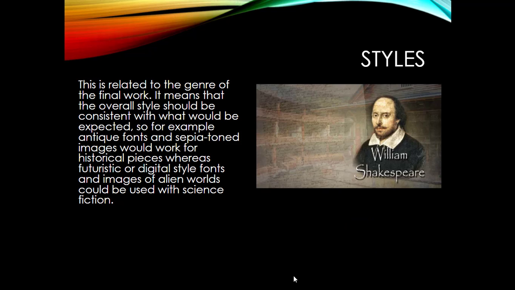Finally, we're going to look at styles. This is related to the genre of the final work. It means the overall style should be consistent with what would be expected. So for example, if we're going to have a historic image, we're going to be possibly using antique fonts. However, if we're going to have an image that might be related to science fiction, we may choose to use futuristic fonts and images of alien worlds.